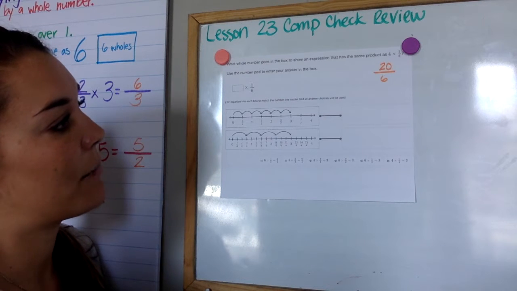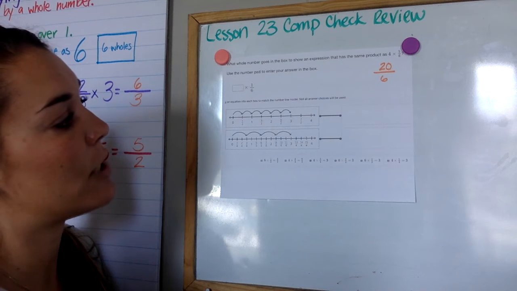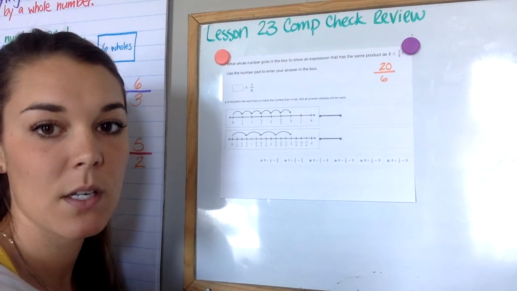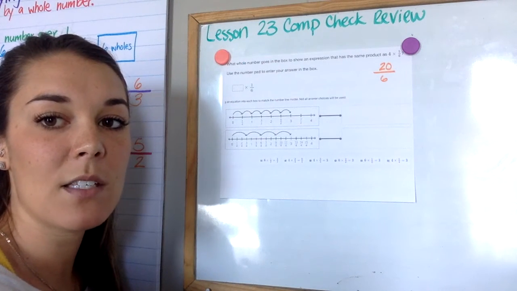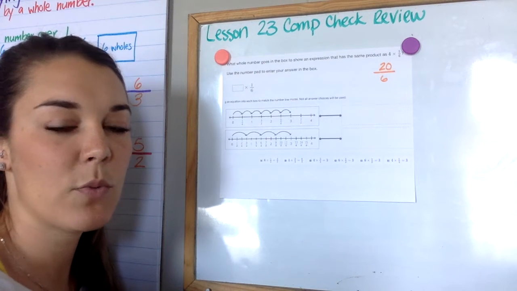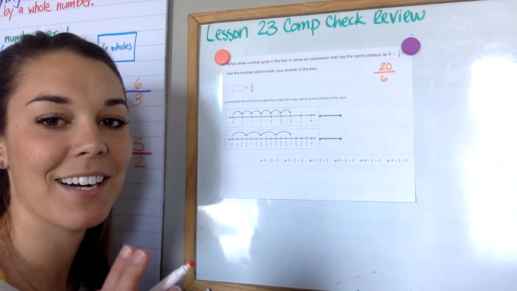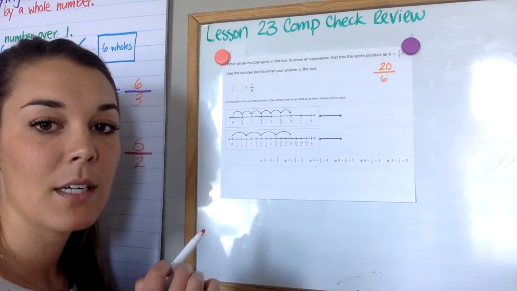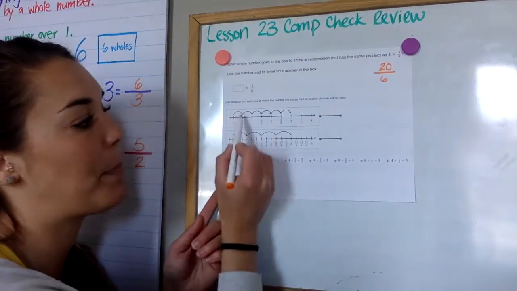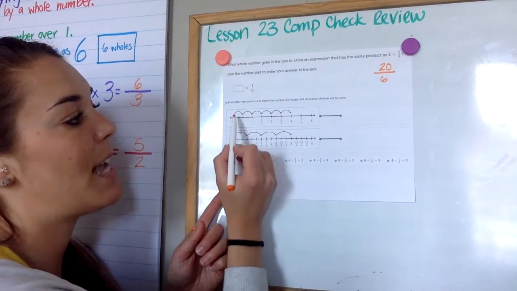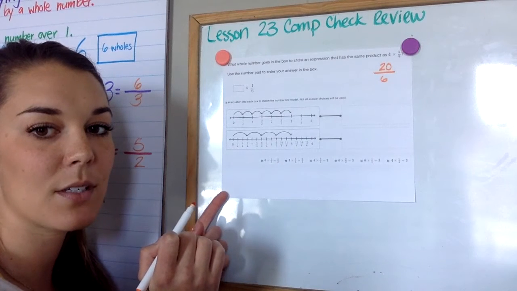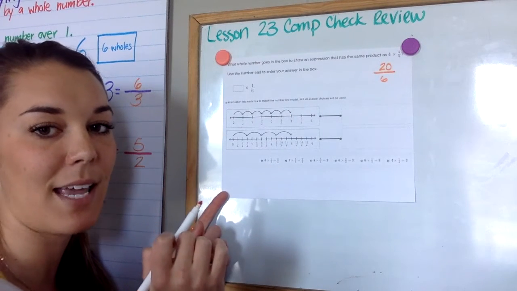So let's see here. It says drag and drop the equation into each box to match the number line model. You won't use all your choices. So we're going to see which ones of these represent, okay? So first off, we know we can figure out the whole number by seeing how many hops there are, right? So this has 1, 2, 3, 4, 5, 6 hops. Okay, so my whole number is going to be a 6.